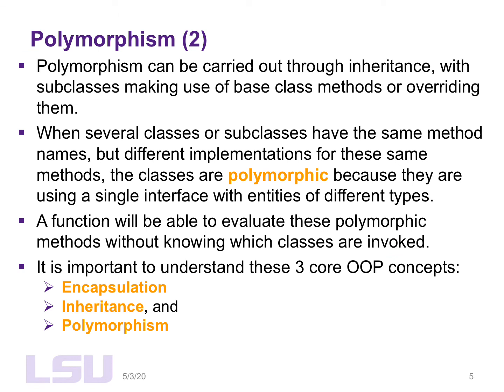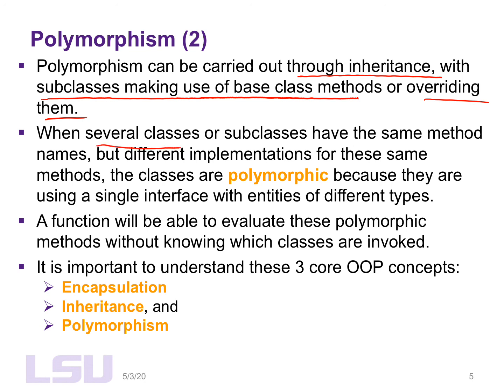Most of these have been explained already. Polymorphism can be carried out through inheritance, like I showed in the previous slide, with subclasses making use of base class methods or overriding them when necessary. You override them by specifying a method of the same name in the child class, but you now provide a different functionality, a different equation, for instance.